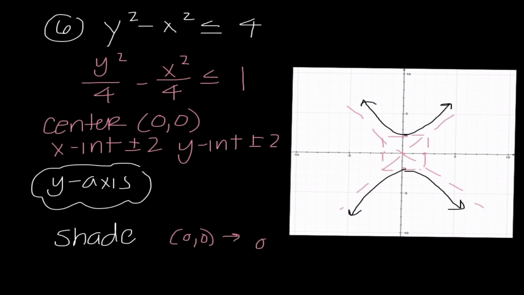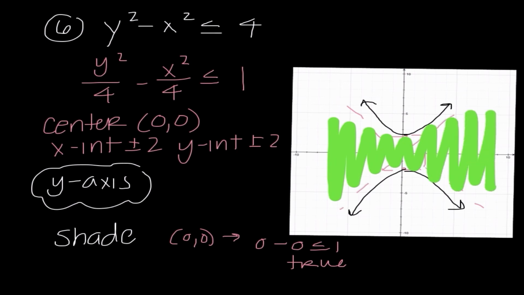And if I try that, I get 0 minus 0 is less than or equal to 1, which is a true statement. So what that means for me is that I'm going to have to go ahead and shade everything that is in between, where the (0, 0) is. This tells me that everything in here is a true statement and would make this inequality true. That is the only thing that we're doing different here when we have an inequality symbol.